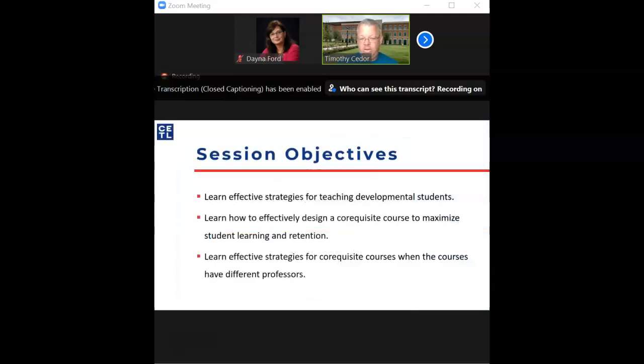So hopefully what you'll take away from this session today are some strategies that you can use to effectively run these courses, regardless of how you set them up, whether you're going to keep everything developmental writing, Coreq English 1301, or whether you're going to branch out and try to teach this with some other departments and some other professors.